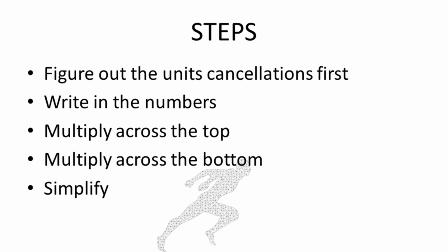Okay, and I want to just close with the summary of all the steps that we went over today. Step 1, figure out the units cancellations first, match things up, cancel them out, and then plug in the numbers across the top and bottom, multiply them, and of course simplify at the end. Of course the calculator can do that for you.